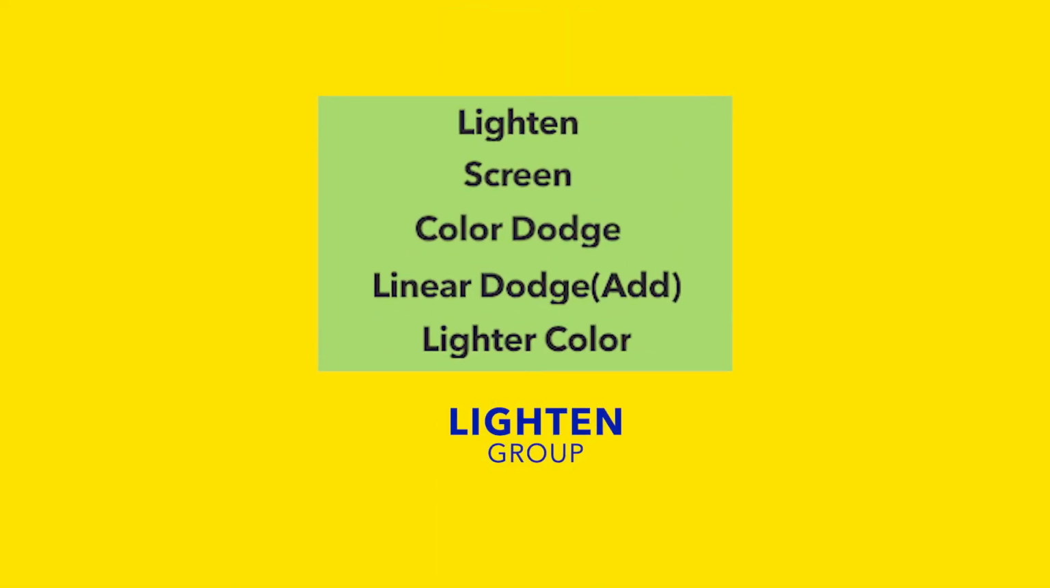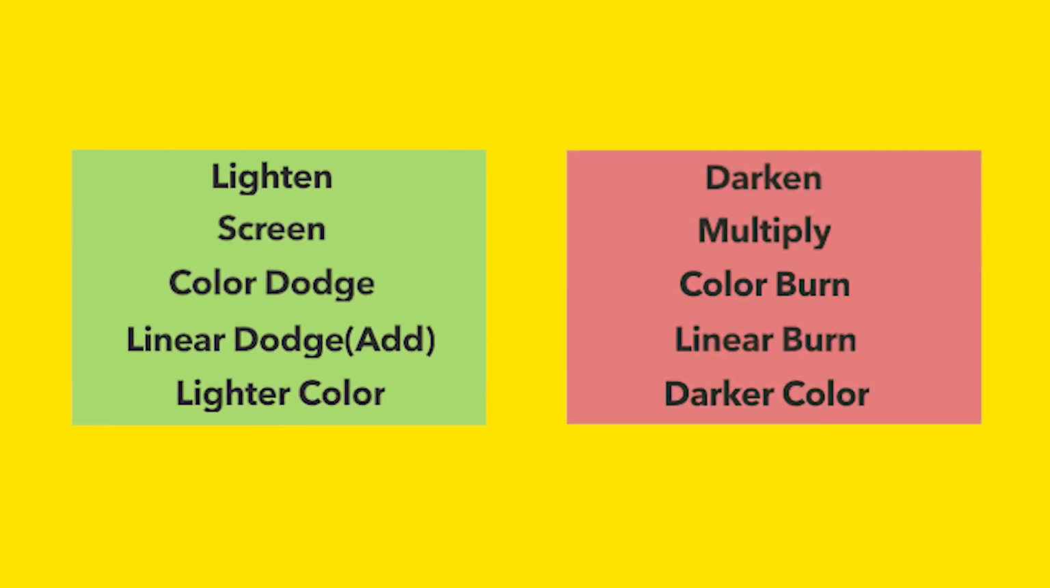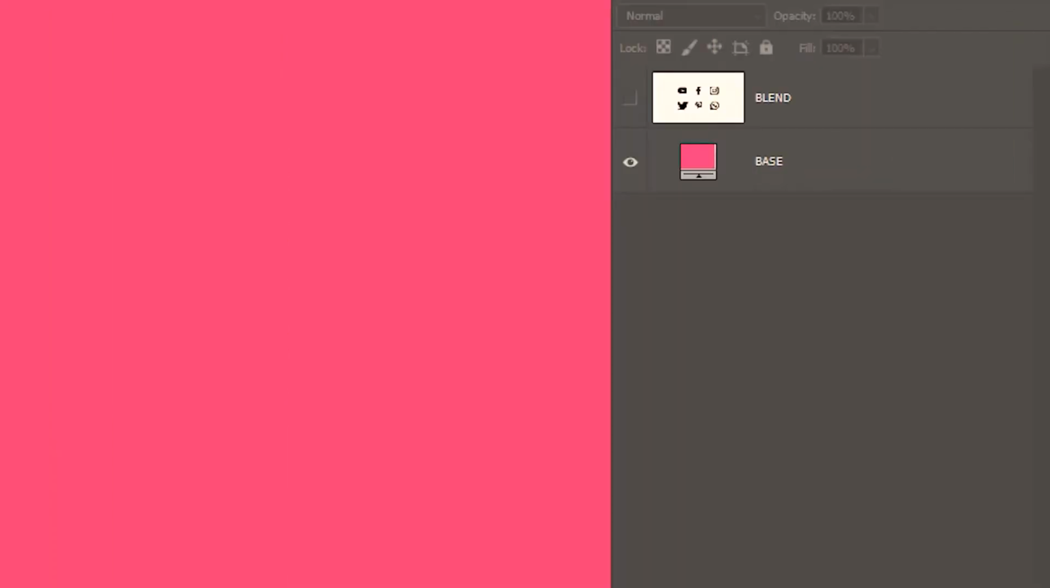Think of this group as the kingdom of the White Lord. This group is the exact opposite of the previous group that we just discussed, which is the Darken group. Lighten is the opposite of darken, screen is the opposite of multiply, color dodge is the opposite of color burn, linear dodge the opposite of linear burn, and lighter color the opposite of darker color. So in the Lighten group, or in the kingdom of the White Lord, everything white remains and everything black perishes.